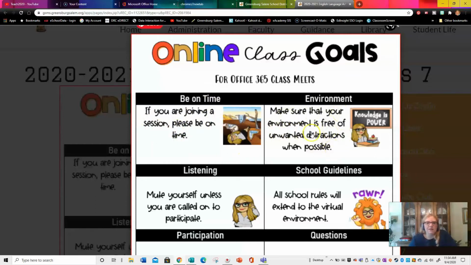The environment, and this is behind you. You just want to make sure everything's school appropriate. And I think this is like posters, or, if you have people in the background, you want to try to limit that. I know that's not always possible, but typically I would assume your cameras are going to be off. So nobody needs to see that. So again, when you come into the meet, I would suggest making sure your camera is turned off.